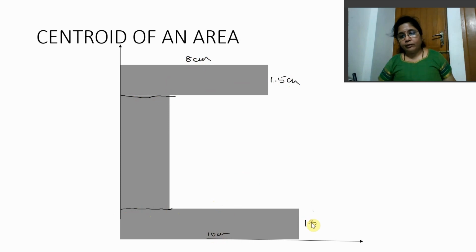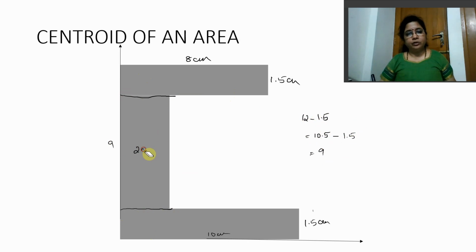This is 1.5 centimeter. This I had told you already is 12 centimeter, right? Remember, this entire length is 12 centimeter. I have cut 1.5 centimeters here. So 12 minus 1.5 will give me 10.5. Is that the length? No. I have cut another 1.5 centimeters here, which would give me 9. So the length of this area is 9. Breadth is, of course, 2 centimeters.